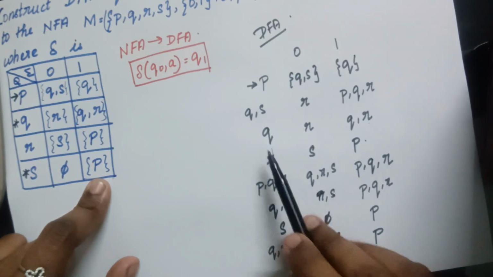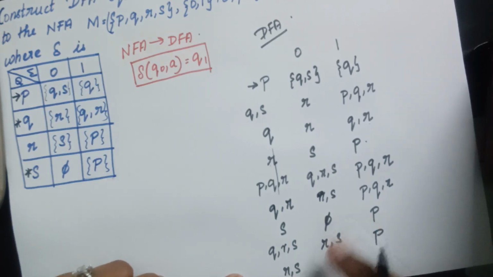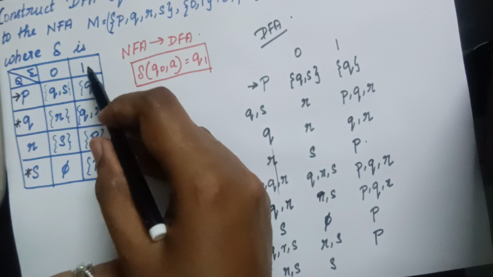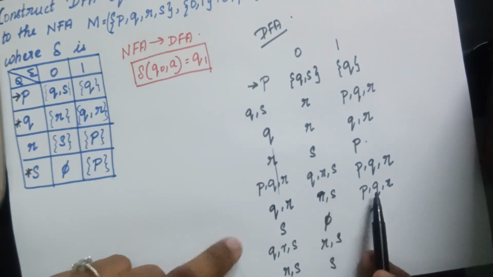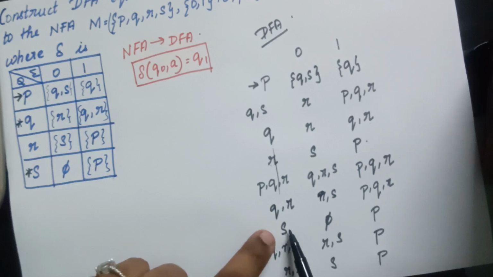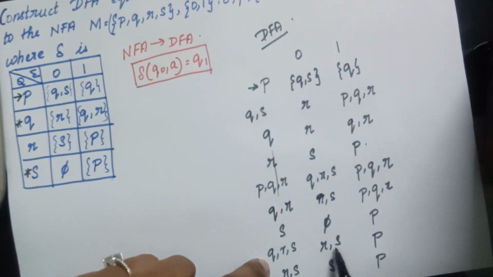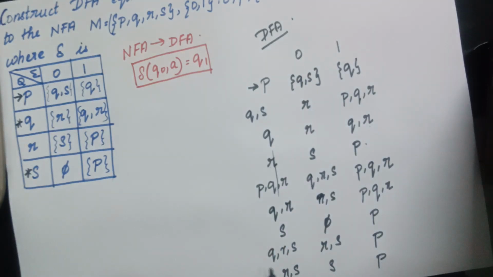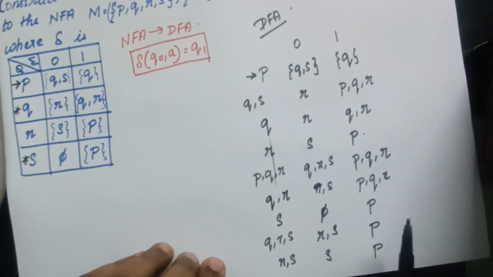R, S. We don't have RS. So that is the next new state. So R comma S. For 0 transition, it is just S. For 1 transition, I have just P. So RS is over. PQR, I already have that state. S, P, it is already there. RS, it is already there. P is already there. S is already there. P is already there. So we don't find any new states. Now our DFA is done.